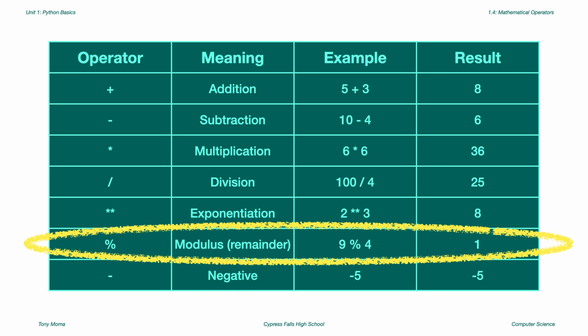Another way to approach that example is to subtract 4 from 9 as many times as you can without going below 0. When you do that, you will find that the smallest number you can reach is 1, thus giving 1 as your remainder.